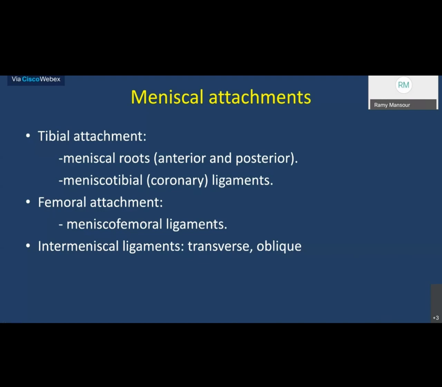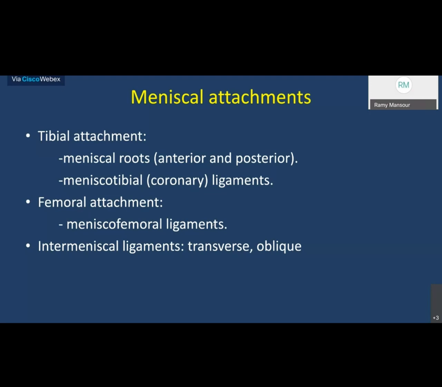The menisci are mainly attached to the tibia, so they move with the tibia. This is achieved through what we call meniscal roots. There are two of them, the anterior and posterior. The other tibial attachment is what we call the coronary ligaments or the meniscotibial ligaments. These are the main attachments of the menisci.